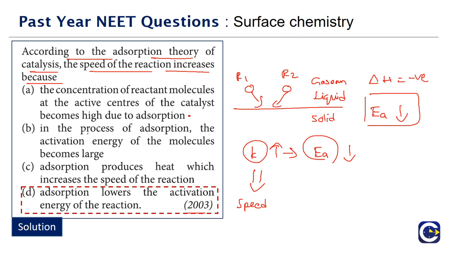Option B is saying that in the process of adsorption, the activation energy of the molecules becomes large. The activation energy in fact gets reduced, it will not become large. Option C is saying that the adsorption produces heat which increases the speed of the reaction. The adsorption will not be able to directly speed up the reaction by producing heat. It will be able to speed up the reaction by decreasing the activation energy.